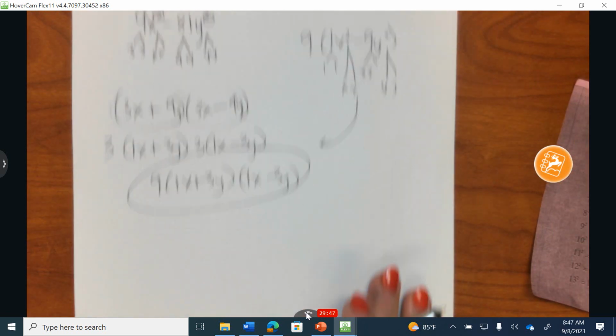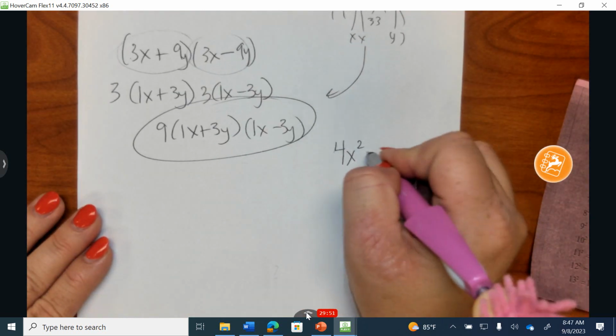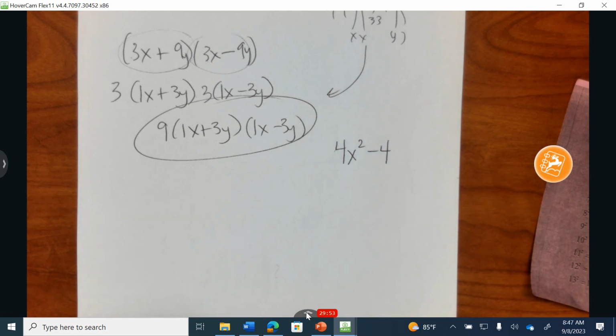Okay, here is your next problem. Are you ready? Here we go. 4x squared minus 4. You have 15 seconds. Go.